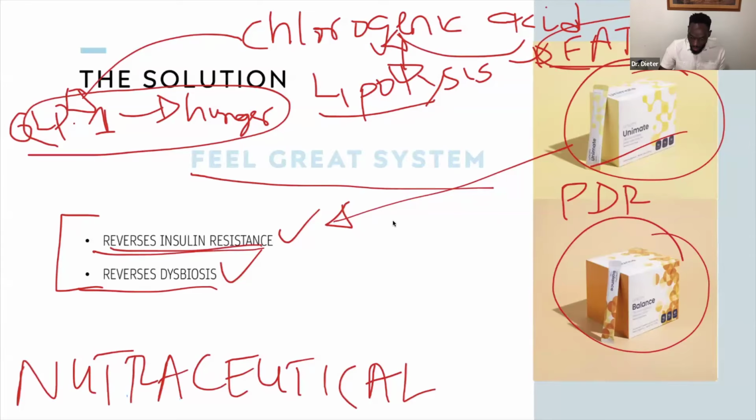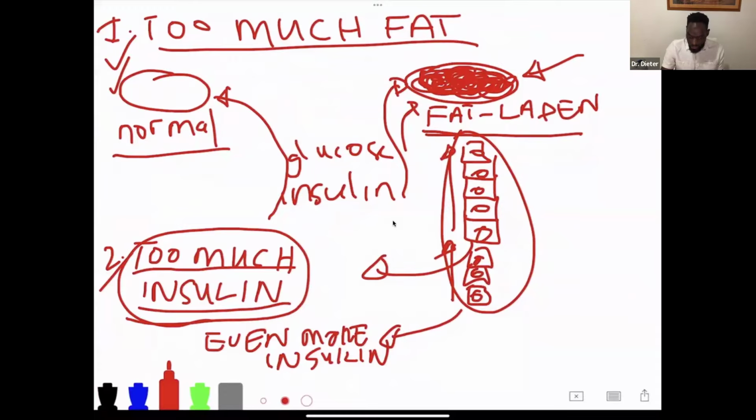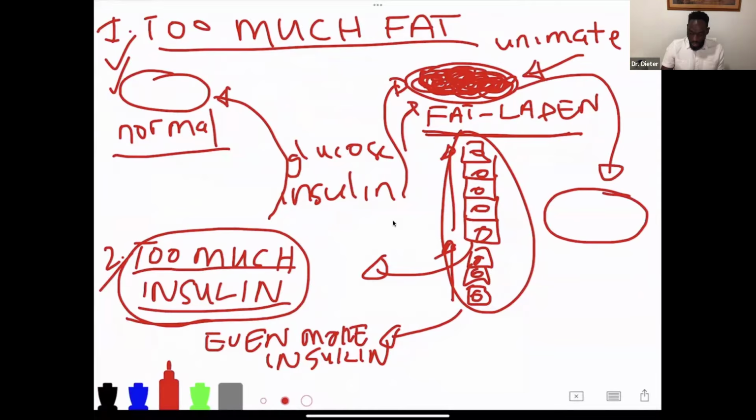insulin resistance. Remember, you developed insulin resistance by this fat laden cell. When you consume the Unimate, which helps you to be able to burn fat, lipolysis, this fat-laden cell now converts into looking like this. It's now free of all the fat. Now that it's free of all the fat, the glucose that had accumulated in the blood can now get into that cell and is now taken through the electron transport chain to produce energy.